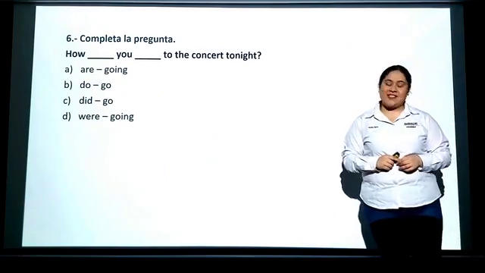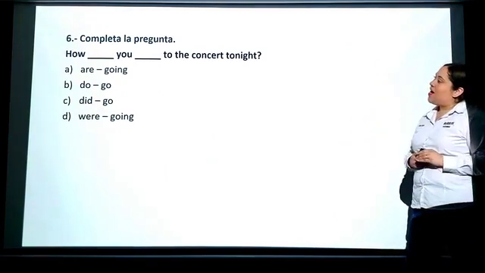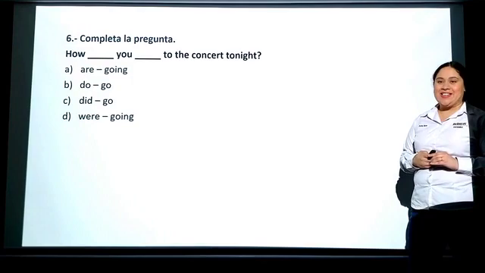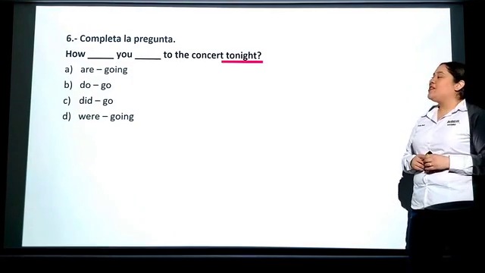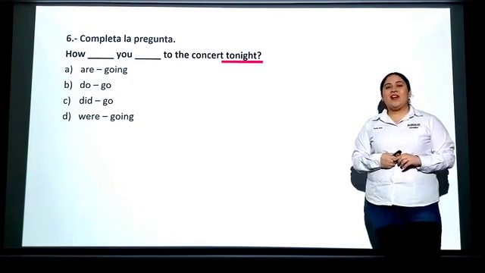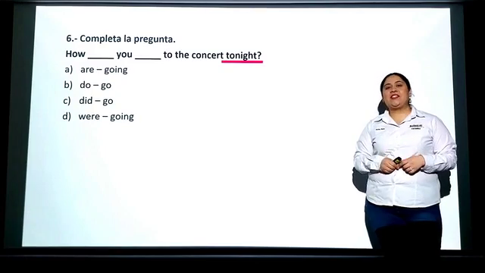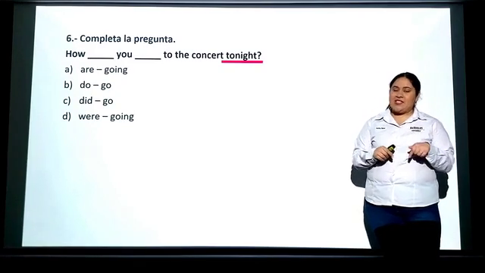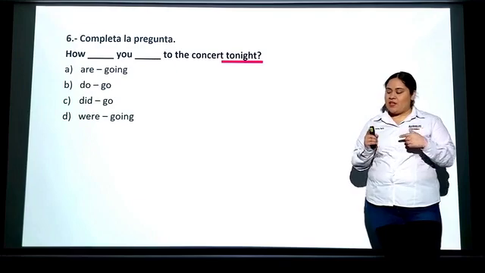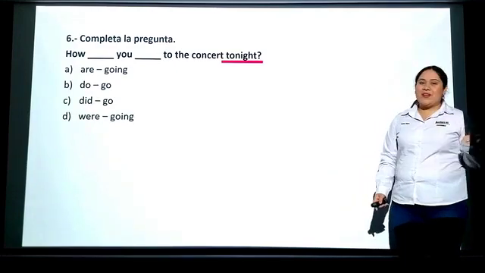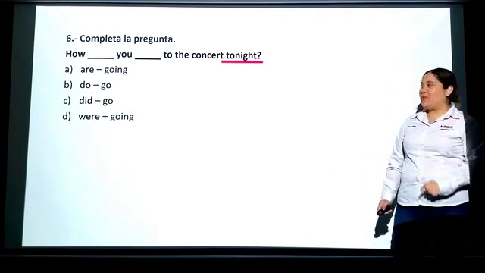Number 6. Complete the question. How you to the concert tonight? Tonight, people, this is going to be the keyword. Now, this is something that is going to happen in the near future. This day, but not right now, at night. So we're going to use present progressive.